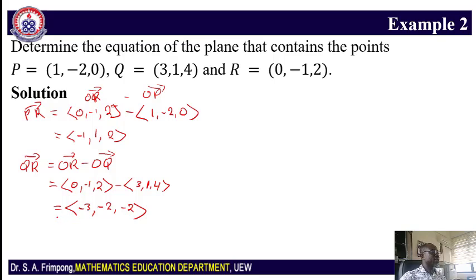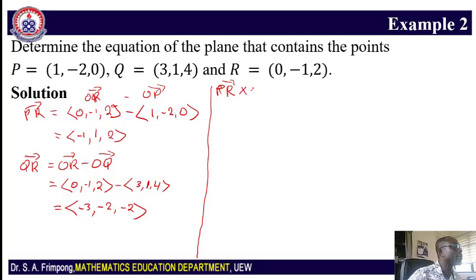Now we learn from our vector algebra that the cross product of 2 vectors gives another vector perpendicular to the 2 vectors at the point of intersection. So we want to find the cross product at the point of intersection of the 2 vectors. That will give us another vector which is perpendicular to these 2 vectors at that point. And these vectors are on the plane. So any vector perpendicular to these 2 vectors is the normal. So we find the cross product of PR and QR.